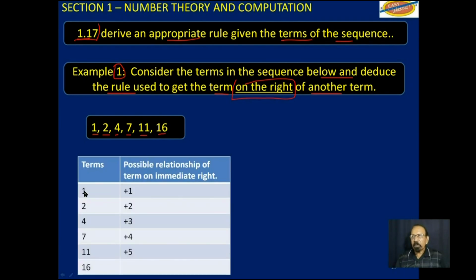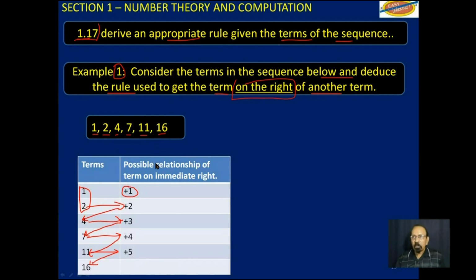So if we put it in a table, from 1 to 2, you add 1, and then you add 2 to that 2, and you get 4, and then you add 3 to that 4, and you get 7, and you add 4 to that 7, and you get 11, and you add 5, and you get 16. So it seems like we are adding these numbers in sequence from 1, 2, 3, 4, 5.